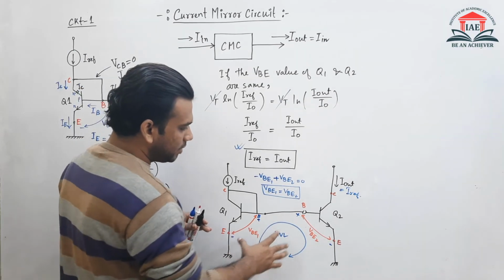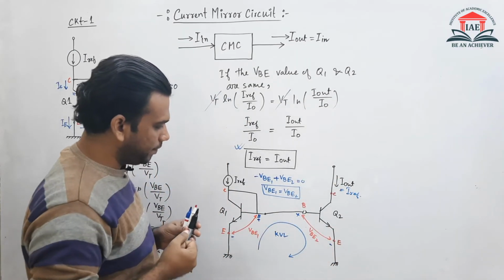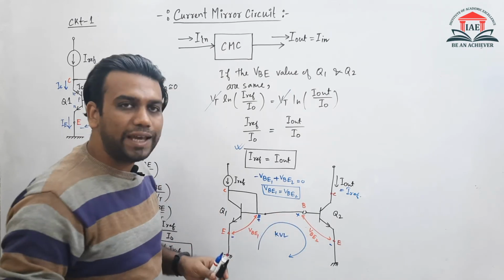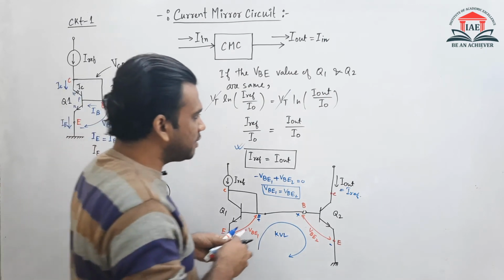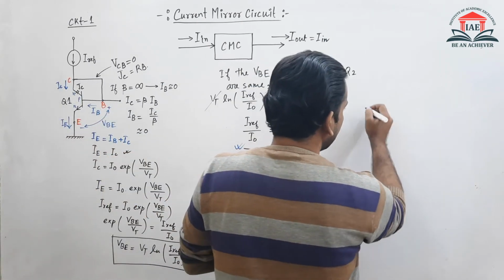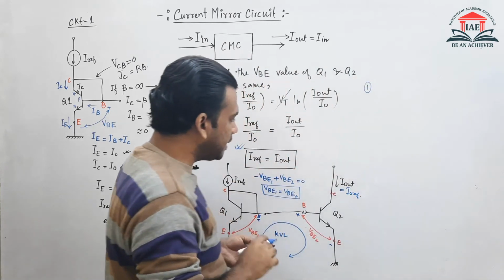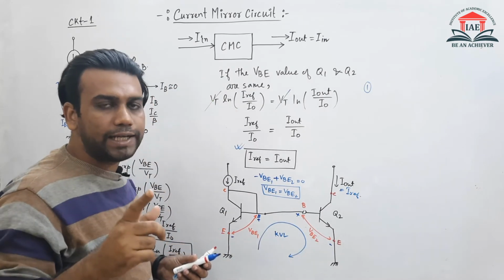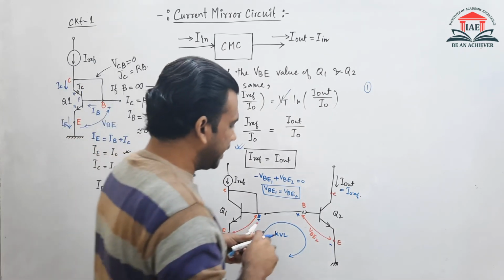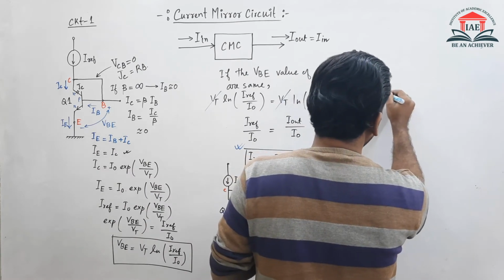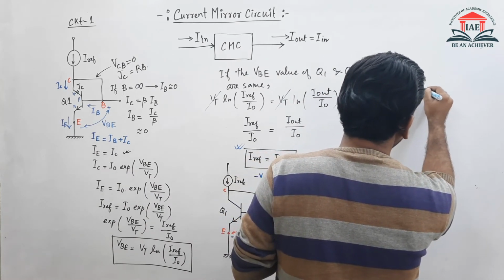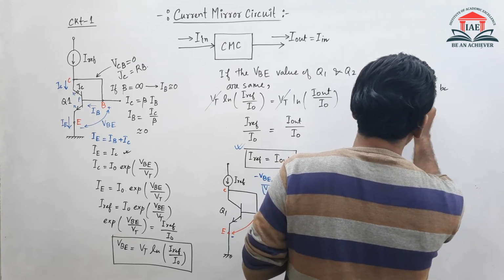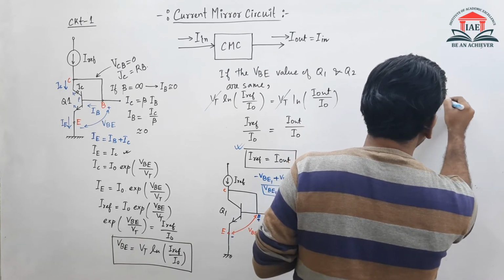So we can see that this is the basic current mirror circuit. And what are the basic requirements that this circuit will behave as a current mirror circuit? The first requirement is that this Q1 and this Q2 must be operated in the active region.